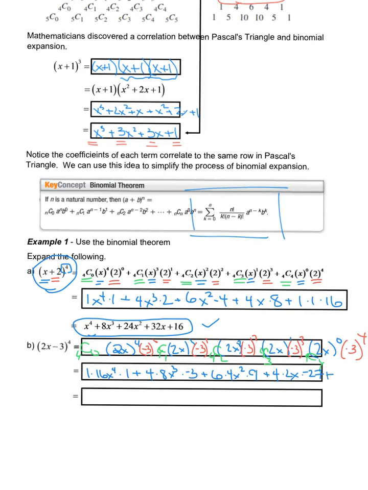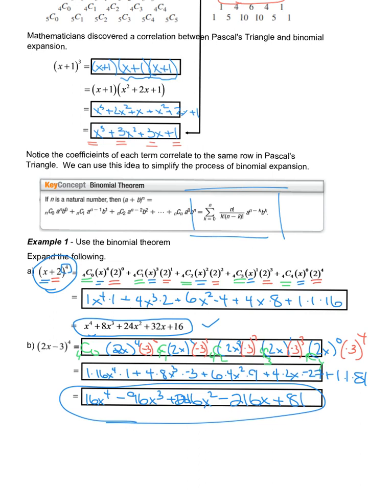And then our final expression, 4 choose 4 is 1, 2x to the 0 is 1, and negative 3 to the fourth is 81. So we combine all those together. We wind up with 16x to the fourth minus 96x to the third plus 216x squared minus 216x plus 81 is your expanded polynomial of 2x minus 3 to the fourth.